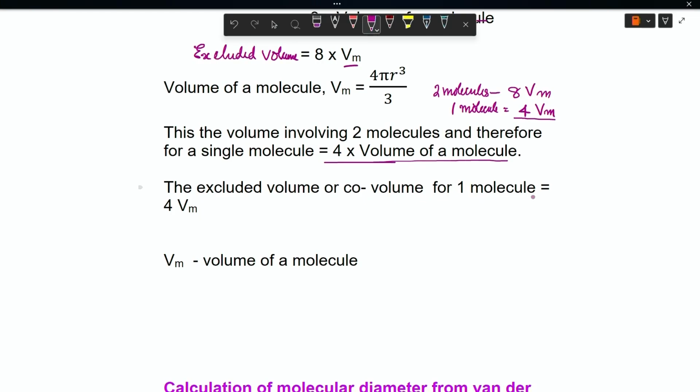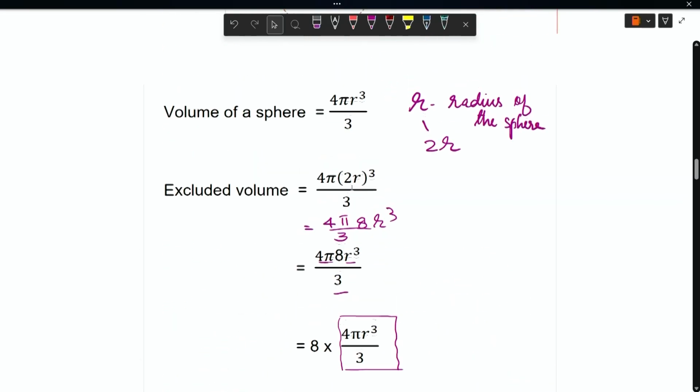Now, that is given here: excluded volume or the co-volume for one molecule. It is not B, it is for a single molecule, which is equal to 4 into Vm, where Vm is the volume of the molecule. So, I will just brief it once more.